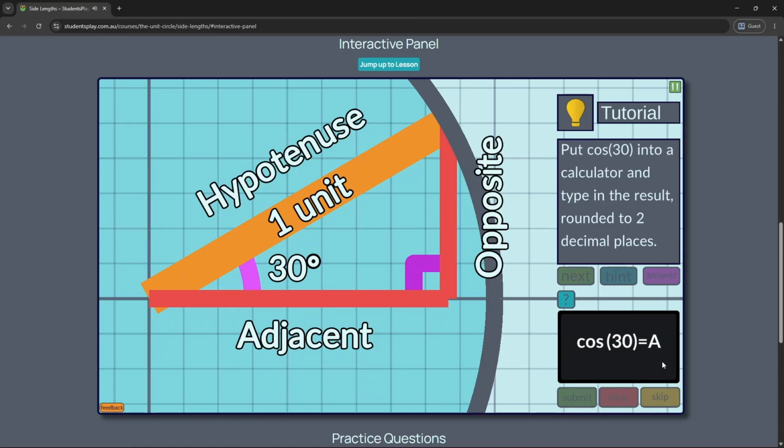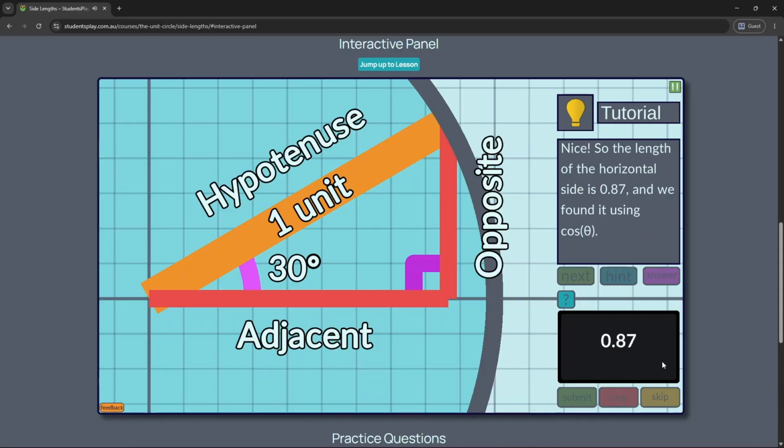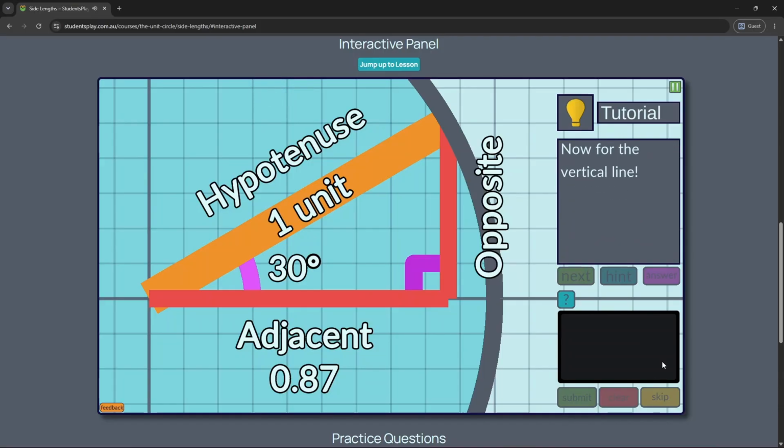Put cos 30 into a calculator and type in the result, rounded to 2 decimal places. So put it in the calculator. It's going to be 0.87. Nice. So the length of the horizontal side is 0.87, and we found it using cos theta. Awesome, we're halfway there. Now for the vertical line.